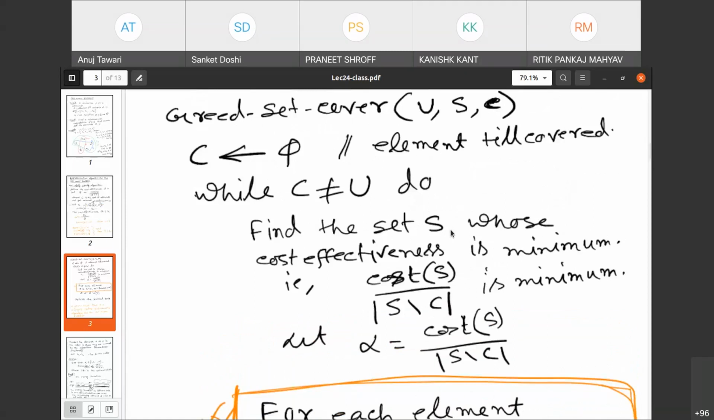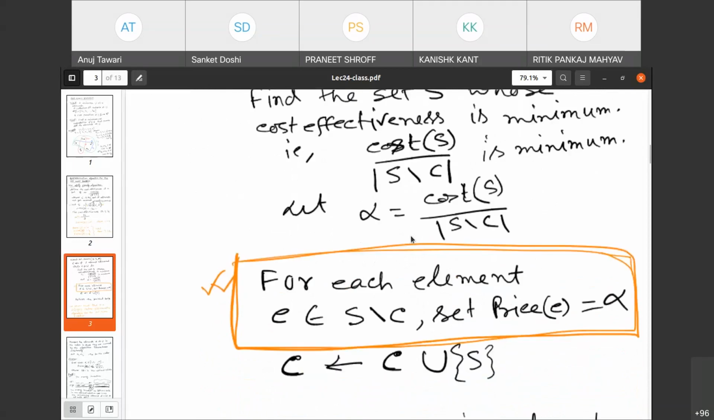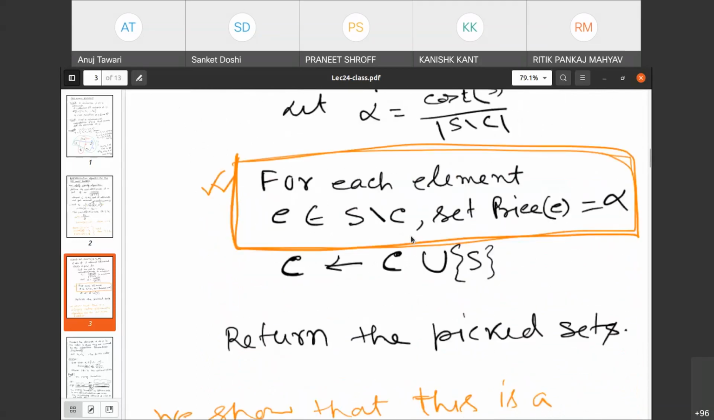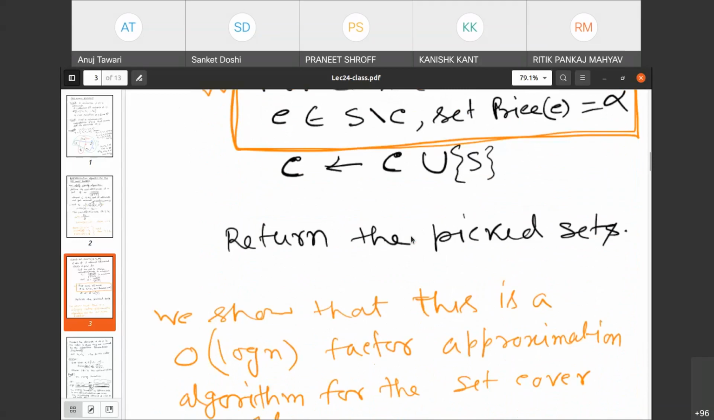Now we want to analyze how good is this approximation, because it is not clear that this strategy will always give the minimum number of subsets. So how close is it to the minimum? Generally this analysis of an approximation algorithm is the harder part. Designing is not that hard, but analyzing an approximation algorithm requires a bit of technical tools. And what we will see is that it is a log n factor approximation algorithm for the set cover problem.